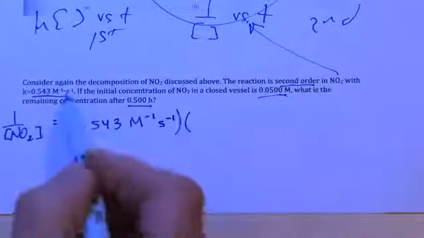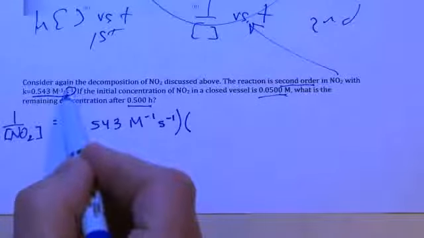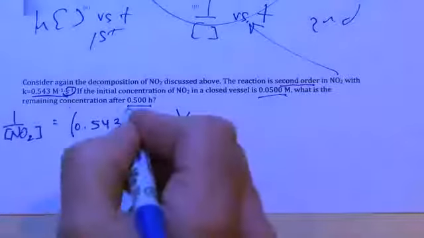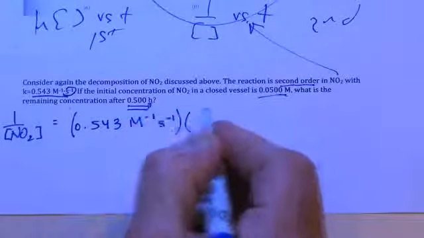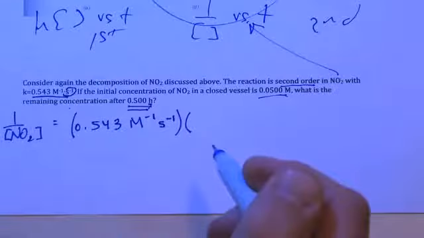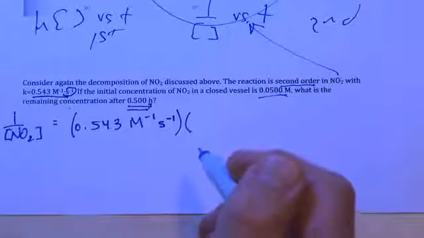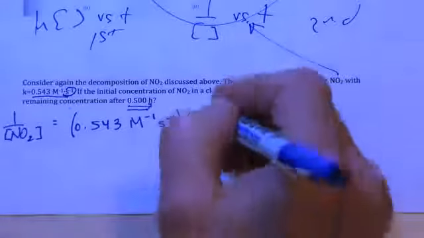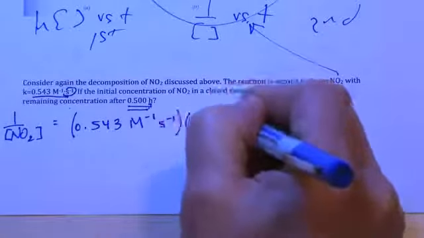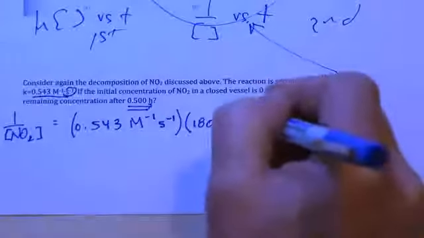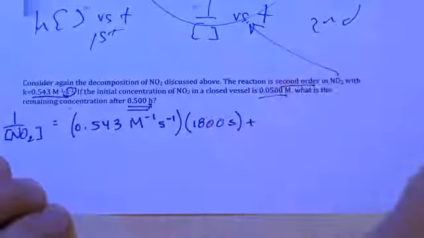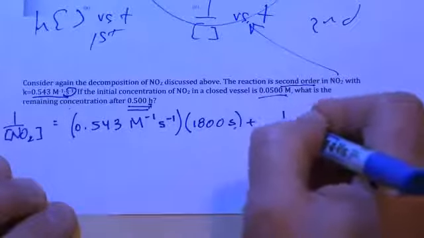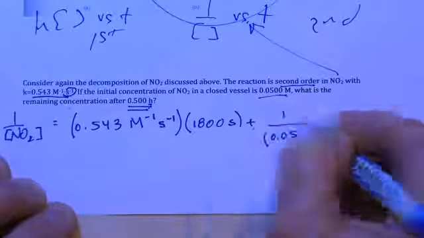And be careful, because what are the units here for the rate constant? Per second. And what do they give you the time in? Hours aren't going to match seconds, so you're going to have to do some conversion here. There are 3,600 seconds in an hour, so half an hour would be 1,800 seconds that you have to put in there. And then 1 over the original concentration, which is 0.05 molar, so 0.05 molar goes in here.